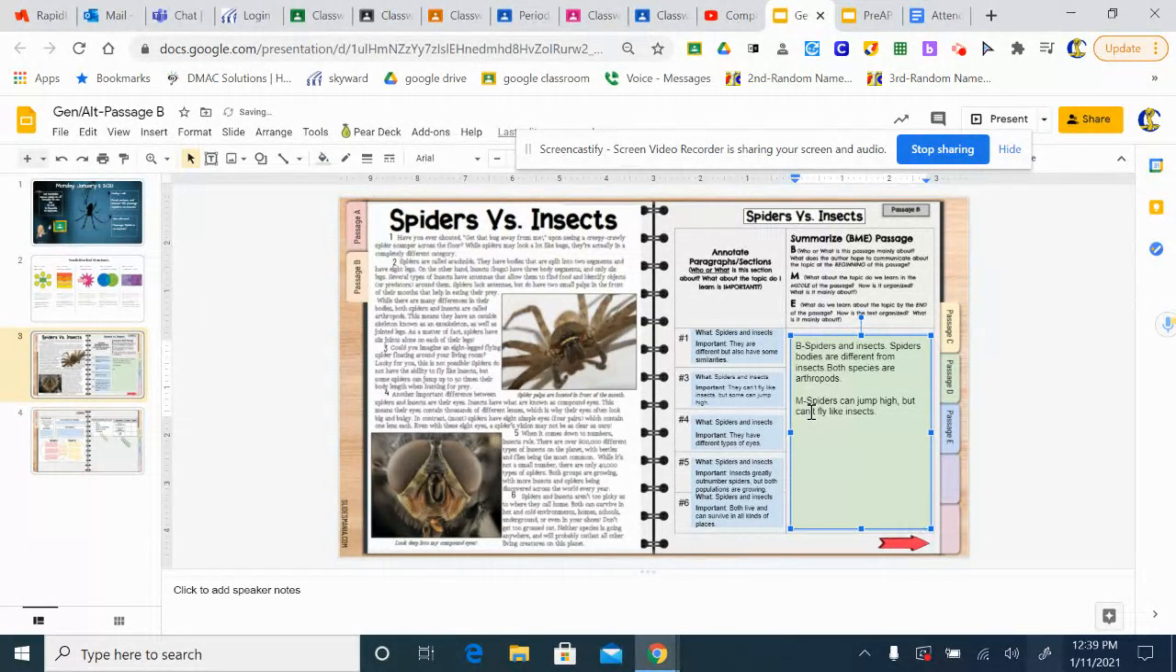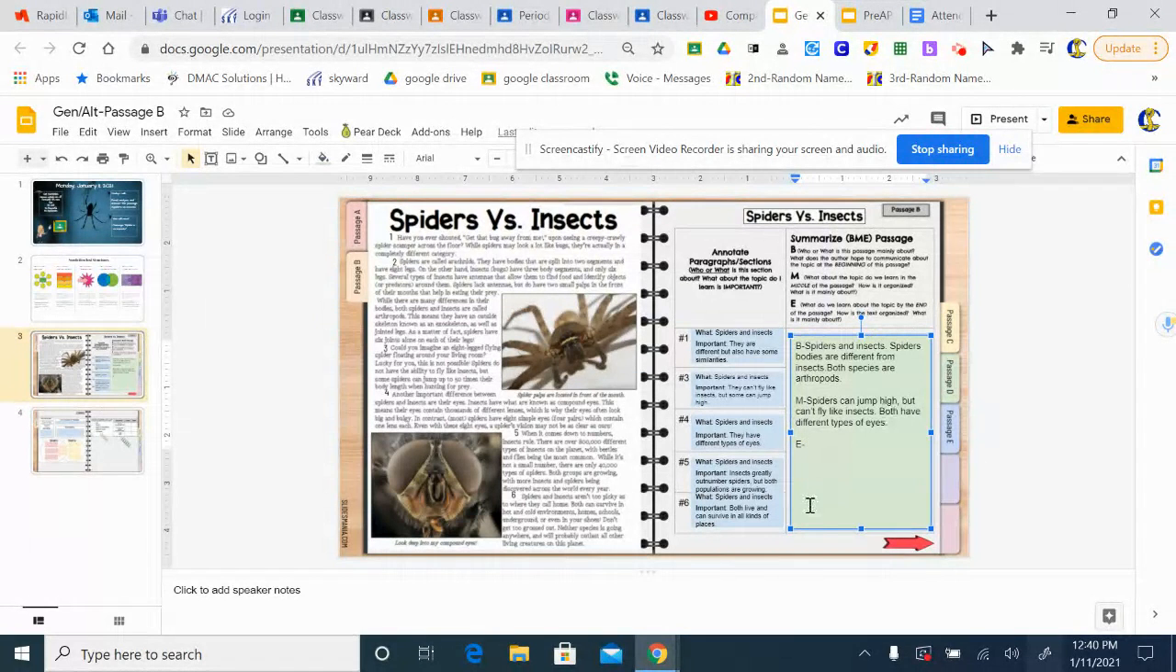Okay, and then in paragraph 4, what does it talk about? That they have different eyes. You can say that both have different types of eyes. Now for the end. At the end, which is paragraphs 5 and 6, what does it talk about?